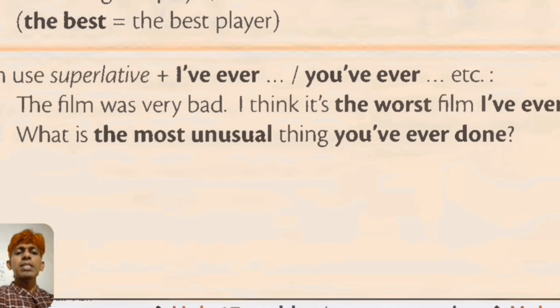Next example: what is the most unusual thing you've ever done? The most unusual is the superlative form. What is the most unusual thing you've ever done?